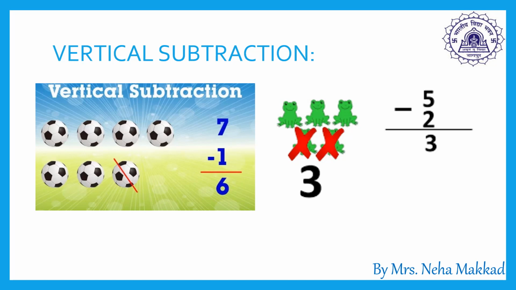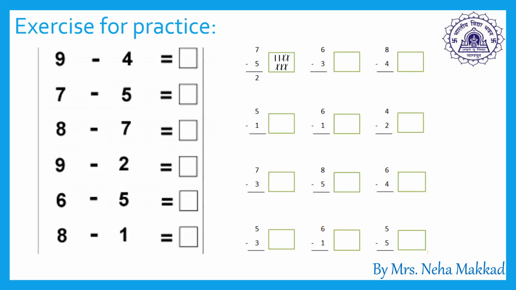As you can see in the example, there are total of 7 footballs. When we minus or when we take away one football from it, what is left is 6. That is, the difference is 6. In the second example, there are 5 frogs. Out of the 5 frogs, when we cross out 2 frogs, the answer which we obtain is 3. The difference is 3. This type of operation is known as vertical subtraction.